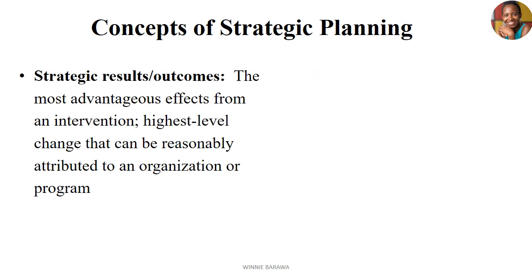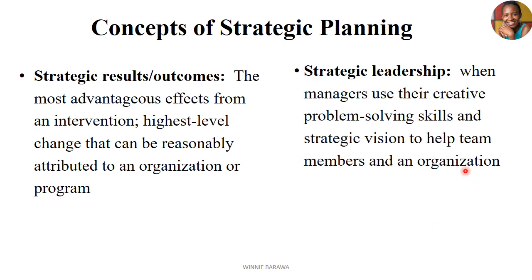Looking forward, we have what we call the strategic results and outcomes. So results and outcomes can be described as advantageous effects that originate from interventions, or we can also define them as the highest level of change that can be attributed to an organization or a program. So what you see as the end result in regards to given activities or interventions is what we call outcomes.